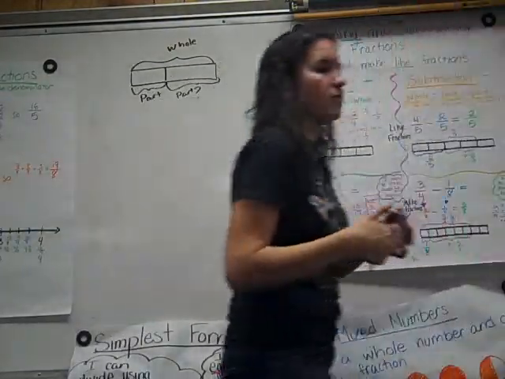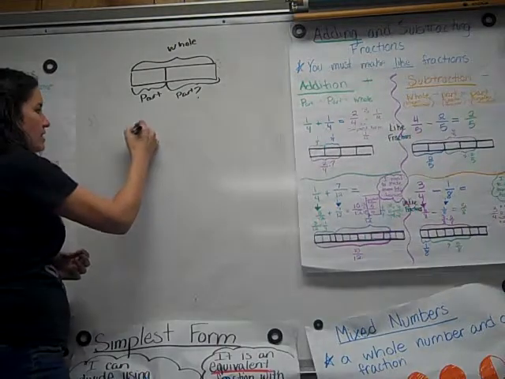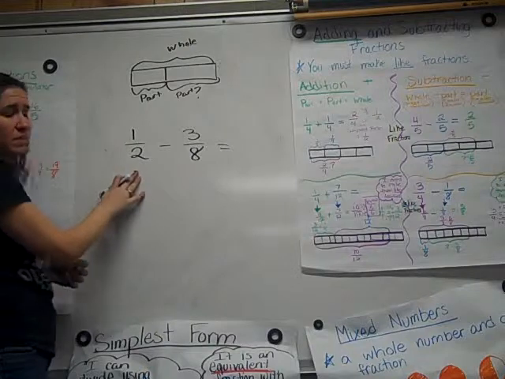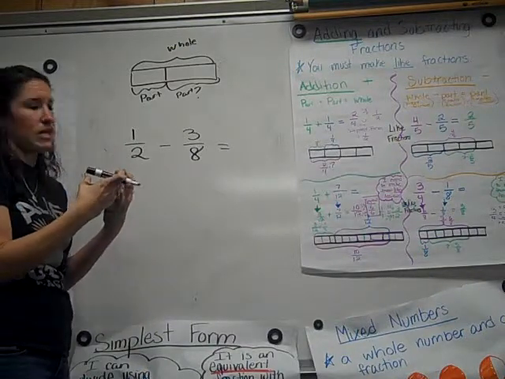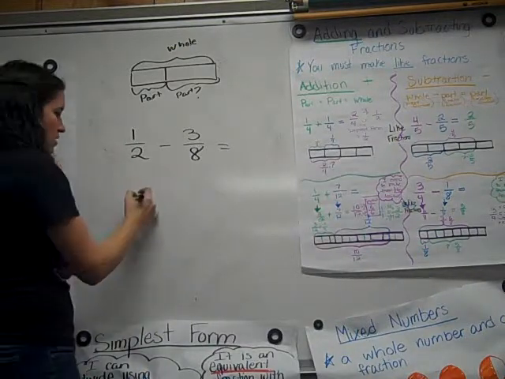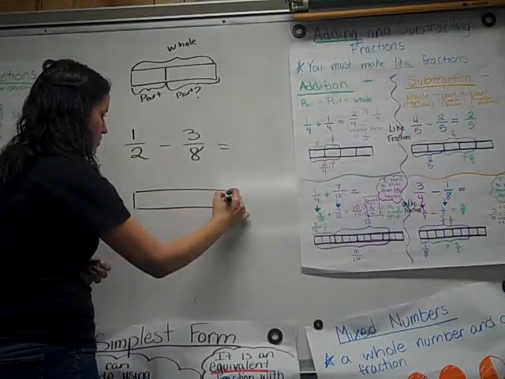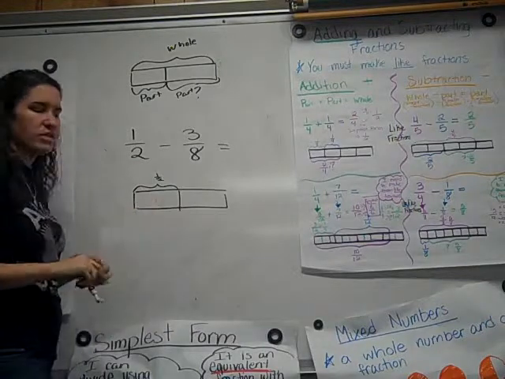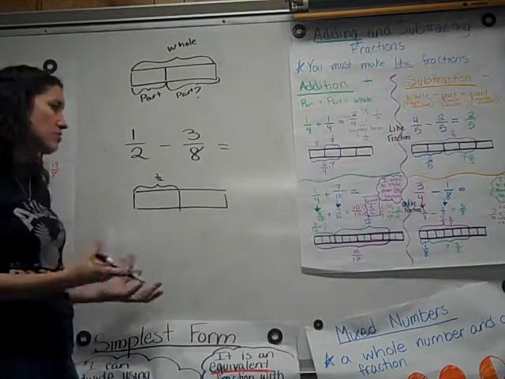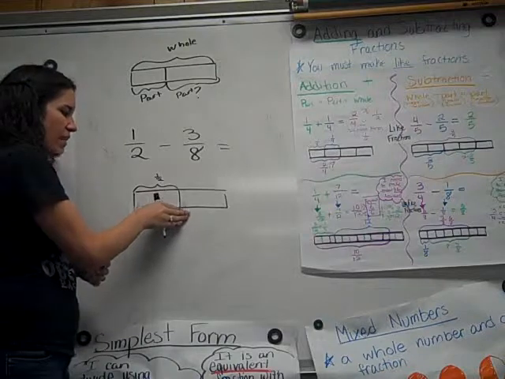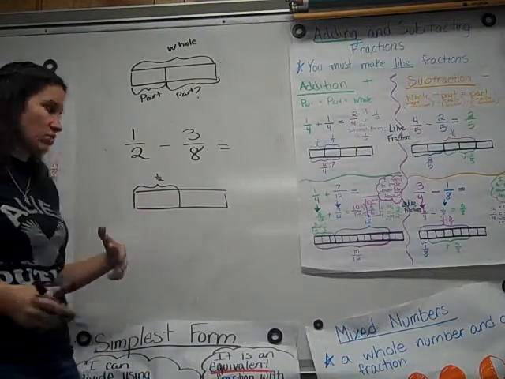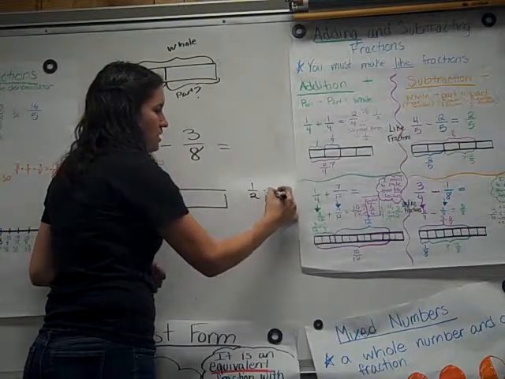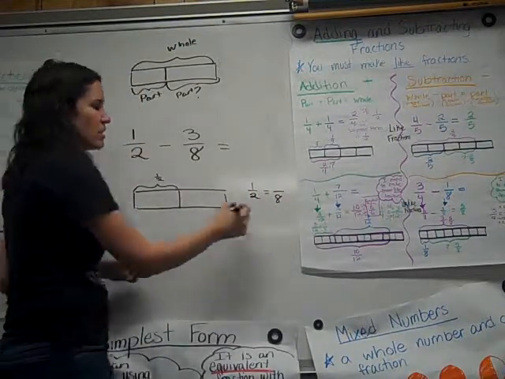So I wanted to do 1/2 minus 3/8. So 1/2 is going to represent the whole that we're taking things away from, and we're taking away 3/8. So they would start by drawing their whole. This is 1/2. And they're going to subtract 3/8 from that. Well, I can't subtract 8s from halves, so we're going to have to do something to these halves to turn them into 8s. So off to the side, they would take this half.